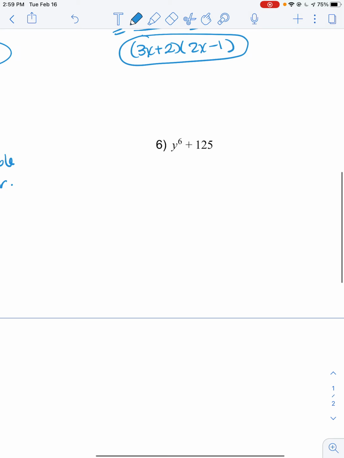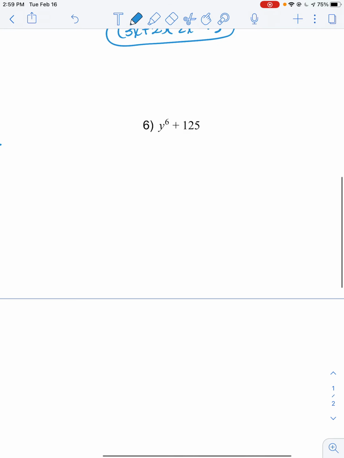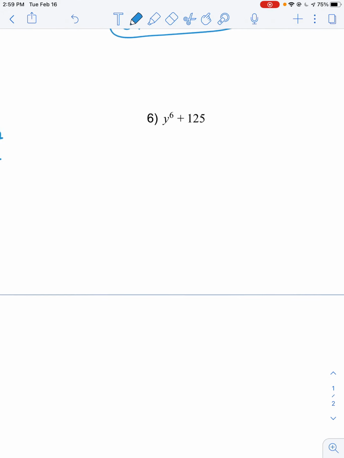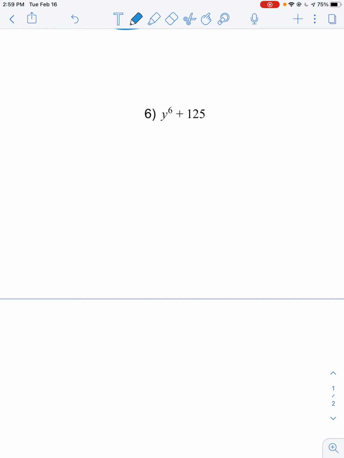Moving on to number 6. Well, this example has 2 terms again with no GCF, and this is still a sum, so I want to compare this to the one over here, number 5. But there's a big difference. It's not squares, it's cubes. So what is being cubed? Well, I've got something cubed here and something cubed there. Whoops. It's 5. 5 is being cubed.